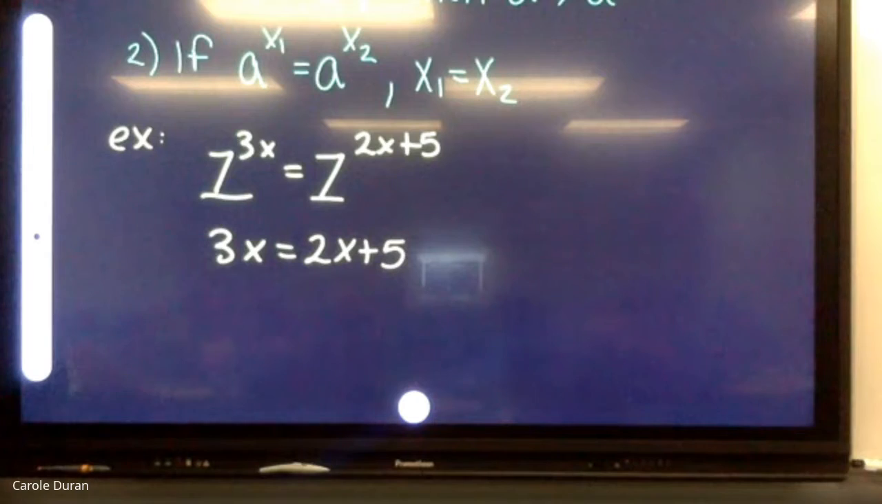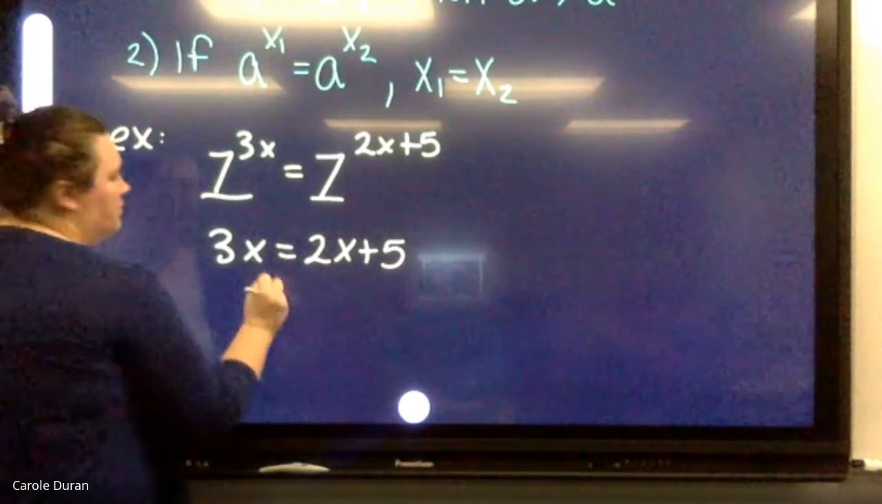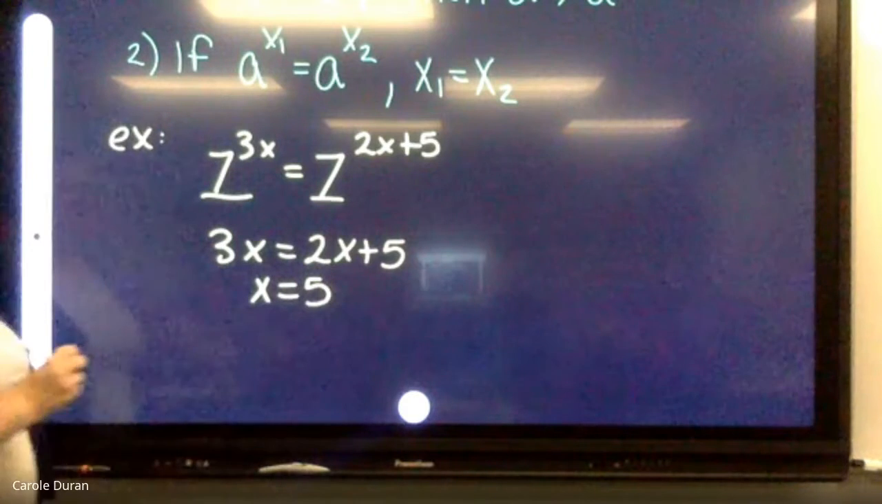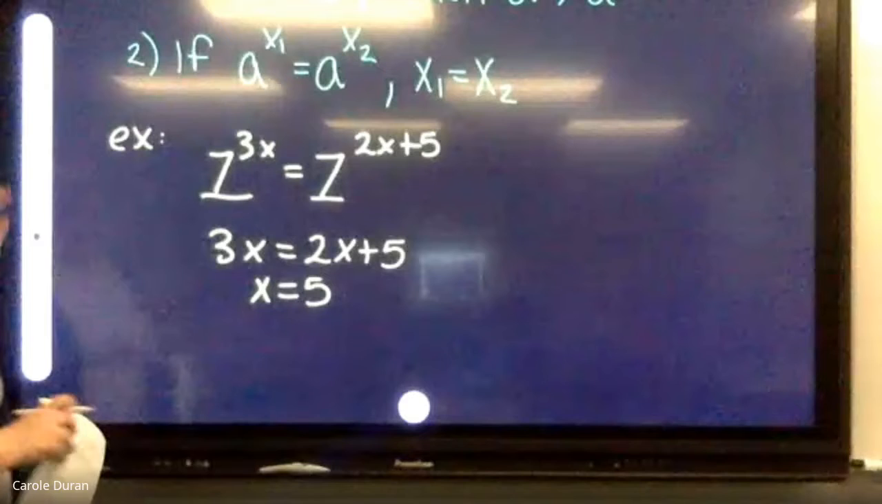which makes it very easy to solve for x. Right? I'm just going to subtract 2x over. When I do, I'm left with 1x equals 5. So the solution to this equation is that the variable x has to equal 5 in order for those two to be equal to each other. Anybody confused by what I did there? Does that make sense? Okay, so what if I did another example?